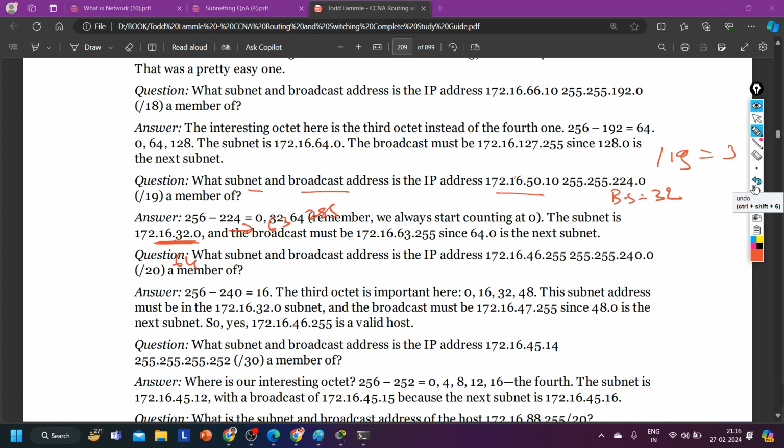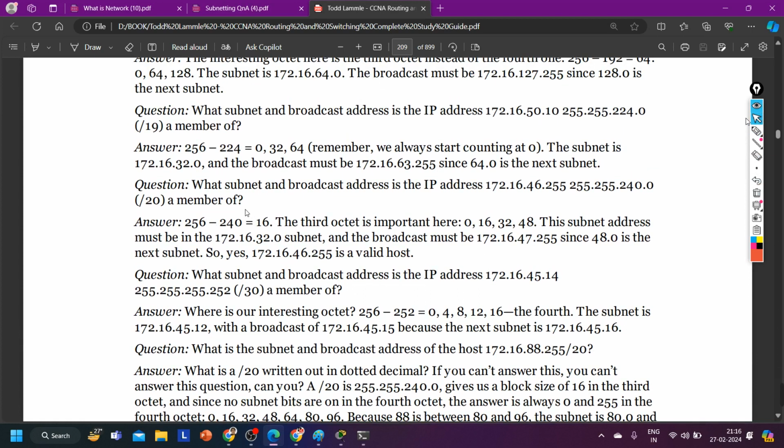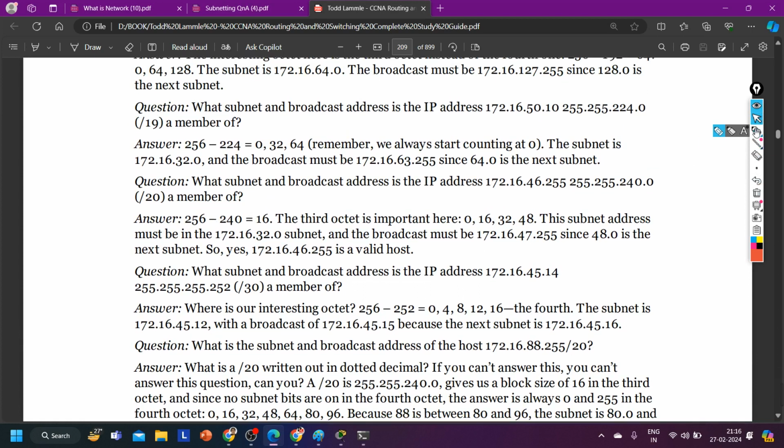63.255, correct. 254 is the last valid IP address, right? Very right. The broadcast is 172.16.63.255. Correct. Then there is one more question like the same.